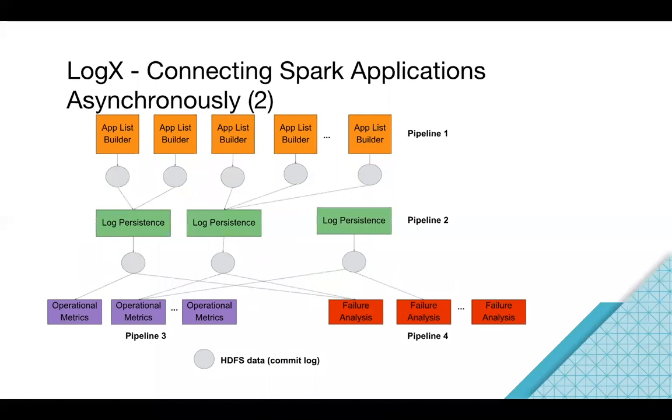Similarly, we can connect different types of analysis pipelines, for example, operational metrics and failure analysis, with the log persistence pipeline in the same asynchronous way. They are also communicating with our commit log mechanism.